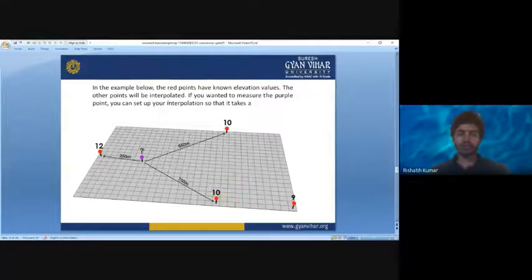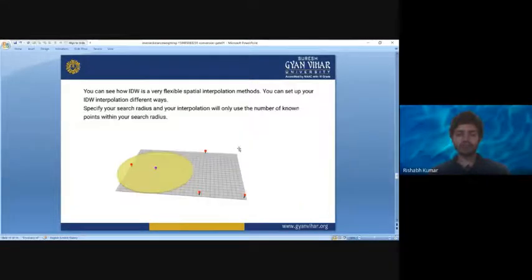In this example below, the red points have known elevation values. The other point, in violet, will be interpolated. The variable here is elevation, and its value is unknown. To estimate the purple point, you can set up an interpolation that takes a specified number of locations as the input, by choosing a certain radius of influence.